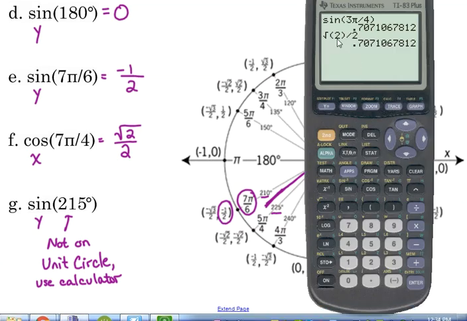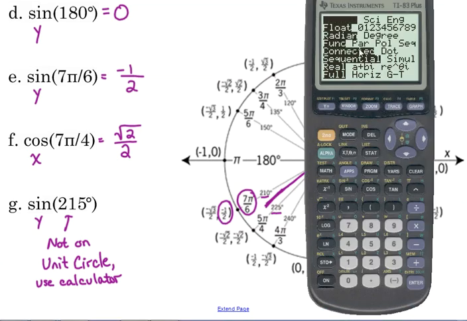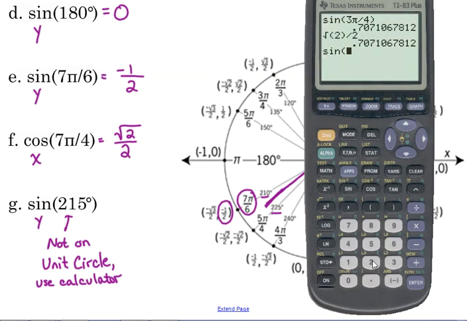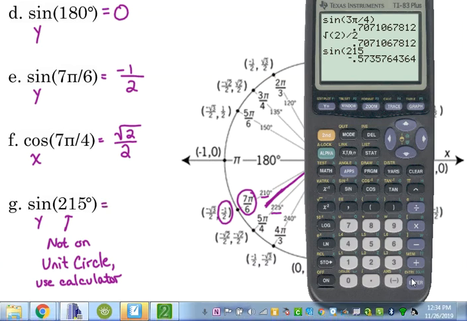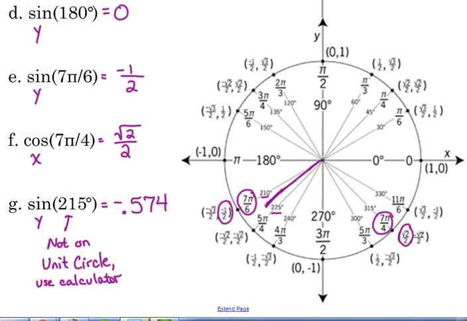Now, I'm pretty sure I just changed mine to radian mode a minute ago, so I need to go back to my mode and change it to degrees, because this angle is in degrees. And type in the sine of 215, and that is negative 0.574. That is the only time decimal values are allowed, is when the angle is not on the unit circle. You have to use your calculator. But make sure it makes sense. 215 would be right here. So in this quadrant, the y coordinates are negative. So we got a negative value. So that does make sense.